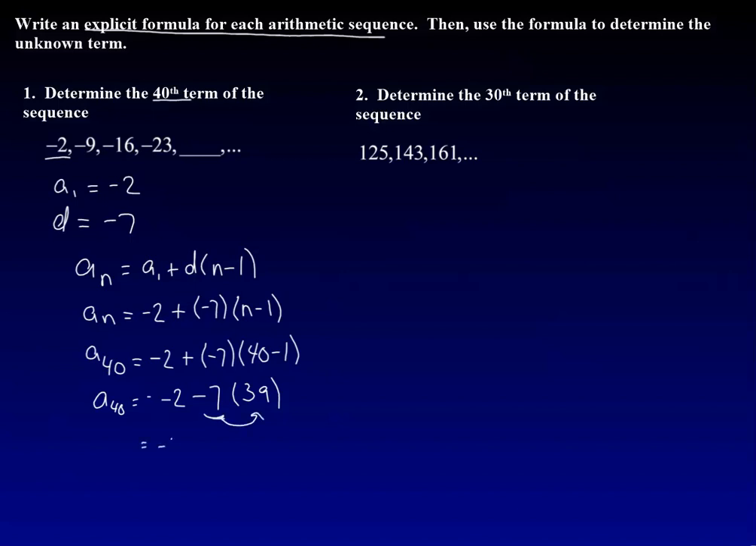Then I'm going to multiply the negative 7 and the 39. So we get negative 2 minus 273. I'm going to put that plus minus because people get it confused otherwise. So I'm going to leave it at plus minus, but it's the same thing. Negative 2 minus negative 273. And so to finish this off, we get negative 275.